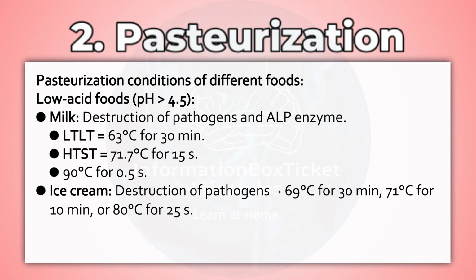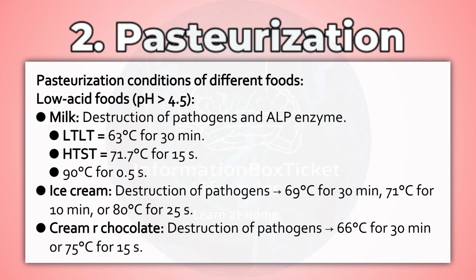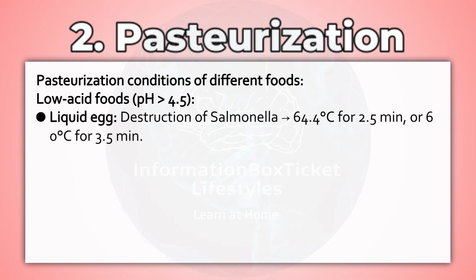Ice cream, destruction of pathogens: 69 degrees Celsius for 30 minutes, 71 degrees Celsius for 10 minutes, or 80 degrees Celsius for 25 seconds. Cream or chocolate, destruction of pathogens: 66 degrees Celsius for 30 minutes, or 75 degrees Celsius for 15 seconds. Liquid egg, destruction of Salmonella: 64.4 degrees Celsius for 2.5 minutes, or 60 degrees Celsius for 3.5 minutes.